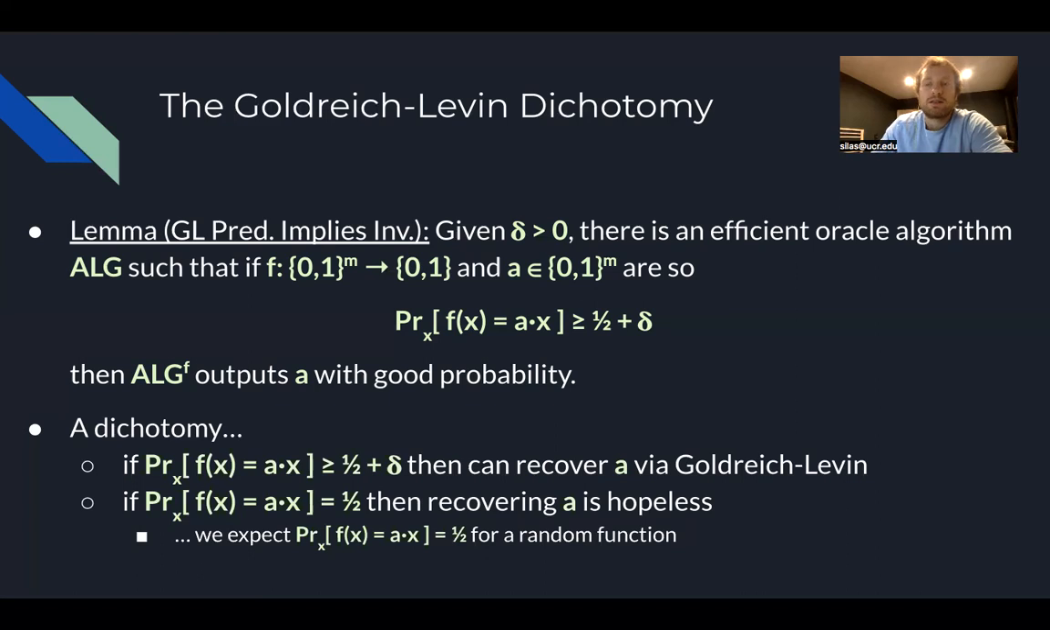So there's a sharp threshold which says that if the agreement is 1/2, then it's hopeless because there's no structure that you can impose. And if you have agreement that's any better than that, then Goldreich-Levin says you can efficiently recover the linear maps which you agree with.